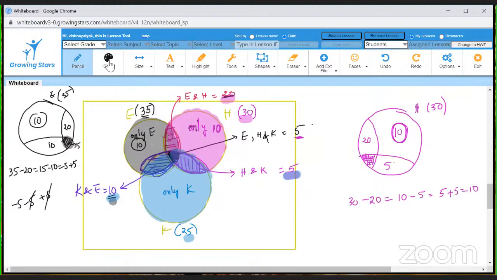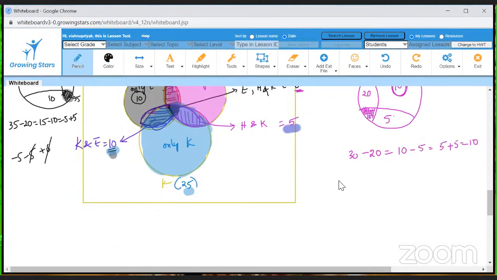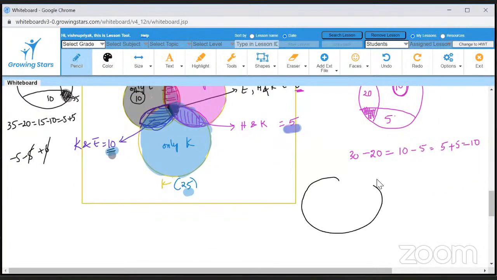Okay. Next, I will come to the third circle. The third circle is the Kannada circle. Oh, color.